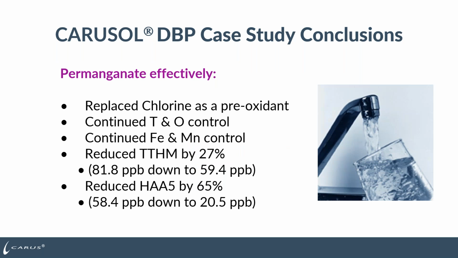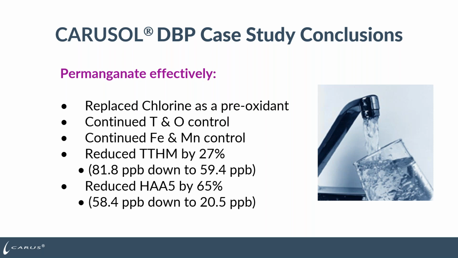What this meant was their initial setup was, we're going to feed during our 2 highest quarters. So they fed in the spring and the summer when their THMs and HAAs got the highest. And that has been their treatment plan for years. They start feeding in April, May, and they stop feeding usually September, October.